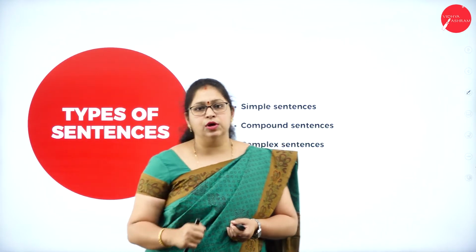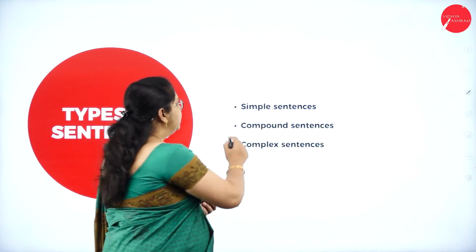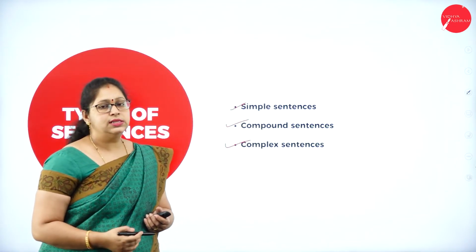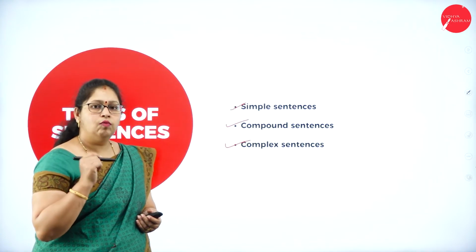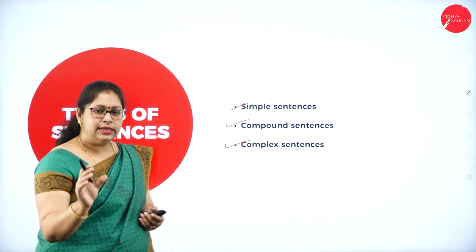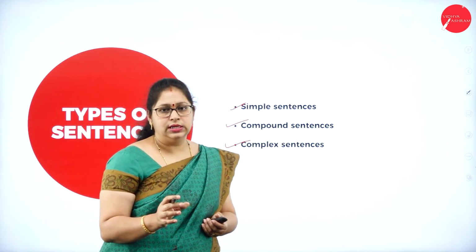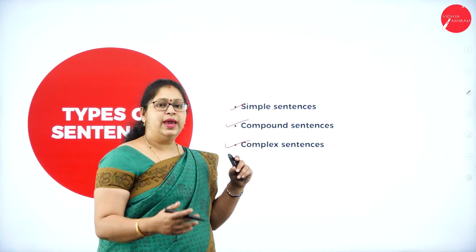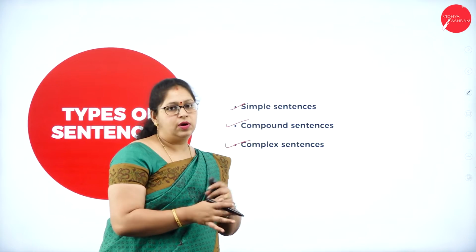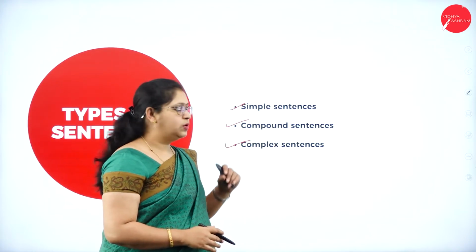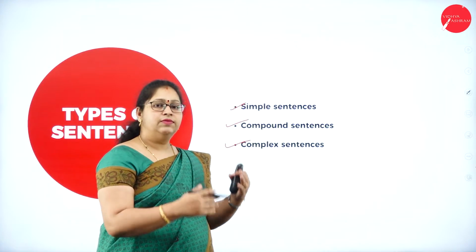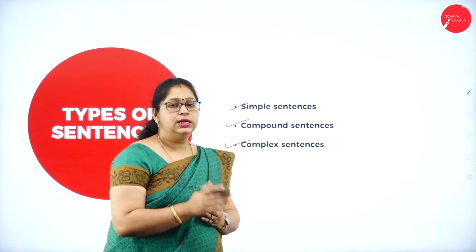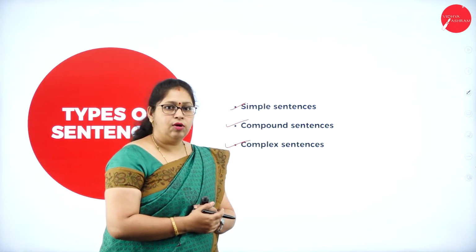Next we will see the types of sentences. We have three types of sentences in English. They are simple sentence, compound sentence and complex sentences. What is a simple sentence? Any sentence which has one clause in it is called a simple sentence. Then what is a compound sentence? It will be having one main clause and subordinate clause. That is known as compound sentence. And complex sentences will have more than one main clause or subordinate clause in a sentence.